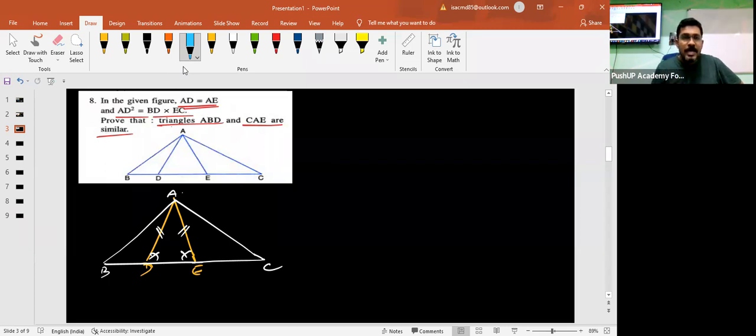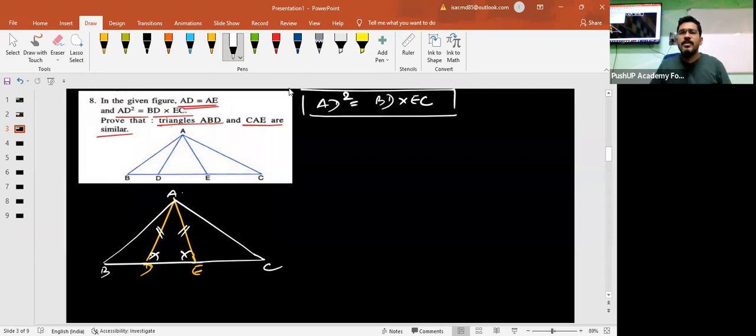Now, they are telling us AD square is equal to BD into EC. Why did they give you this? There should be some purpose behind it. Otherwise, why would they simply give us AD square is equal to BD into EC? They want us to use this as data and prove similarity between two triangles. Otherwise, what will be the purpose? This chapter is similarity. They are giving you some data so that you can use it to prove similarity between two triangles.